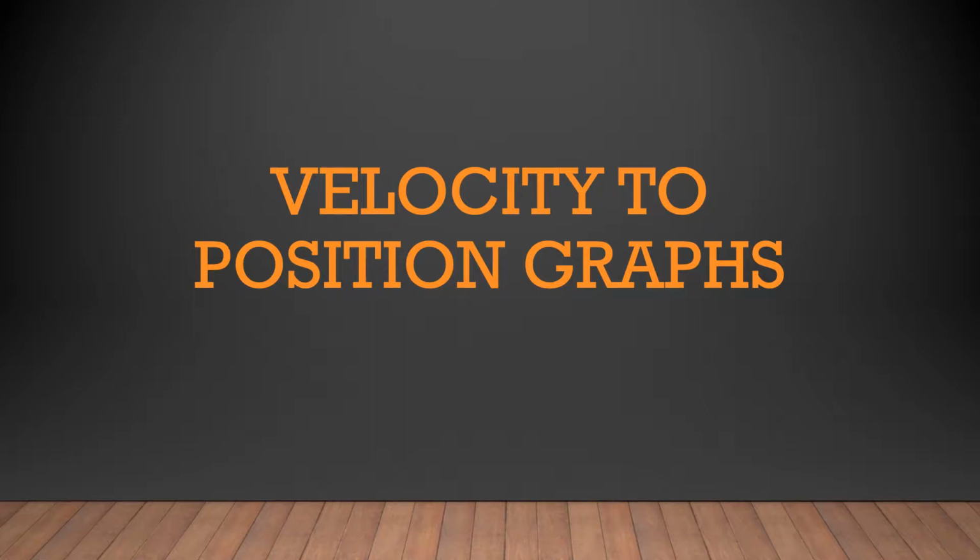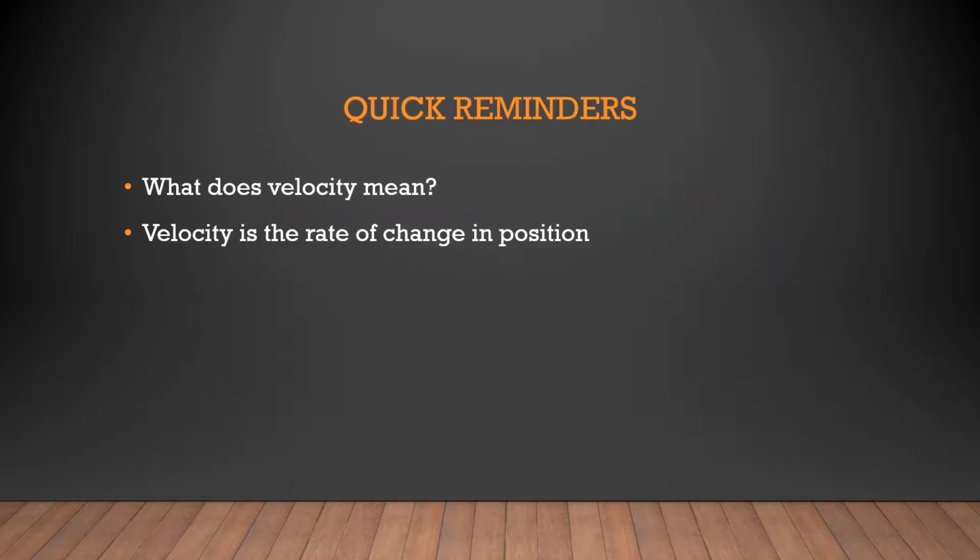So this video is about converting velocity graphs to position graphs. So taking the information you get about speed and direction of an object and turning it into where that object might be in space. First off, a couple quick reminders.